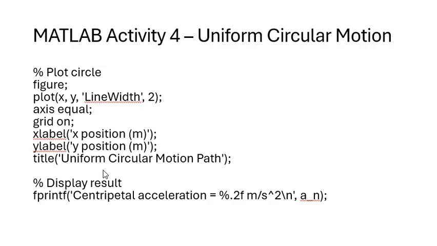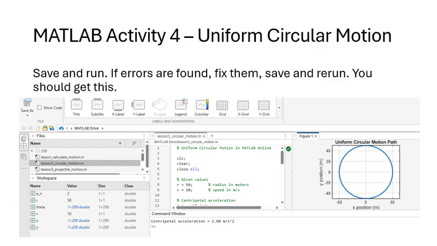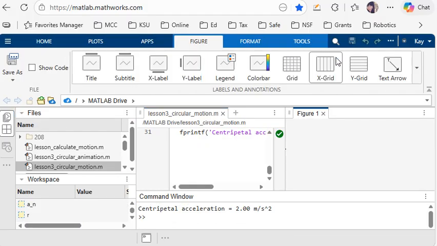Of course we are plotting the x position and y position, and then your title is uniform circular motion path. We will be printing our result with the fprintf command. We are printing the centripetal acceleration because that is what we're calculating. From your motion, a particle or an object or rigid body has a motion, and it happens to be a circular motion, so therefore we're calculating the centripetal acceleration. And the unit, of course, is meters per second squared. Once you program it, all you have to do is just run it, and it's going to show up.